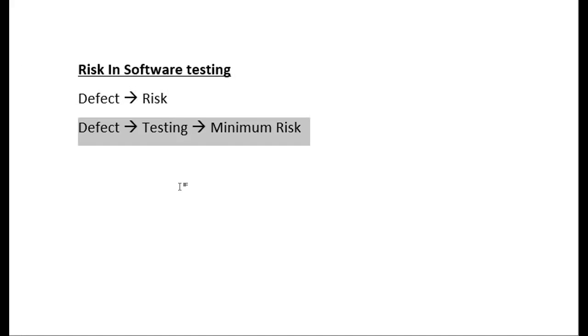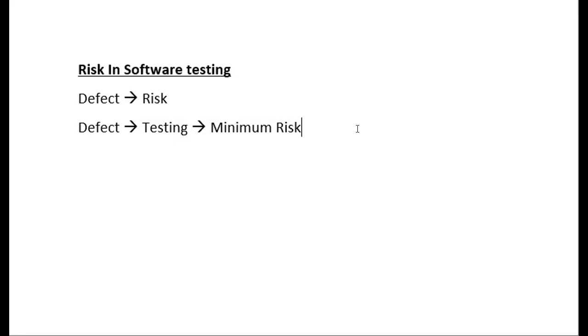But if the defect is controlled, we can either remove the risk or minimize the risk. If there is a defect in our application or in our product, then this will lead to a risk. And if we are doing the testing, we can minimize the risk. We cannot say we can completely remove it, but we can minimize the risk.